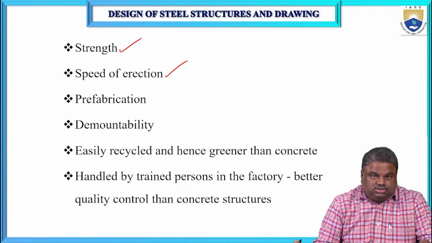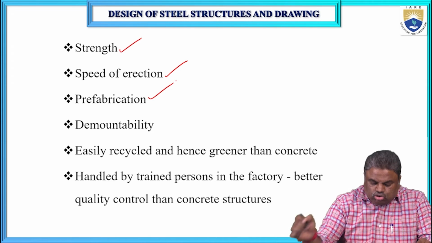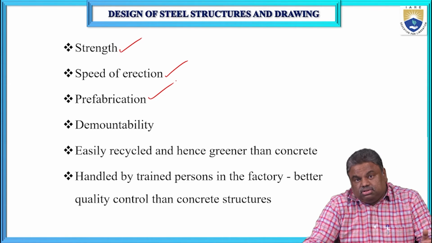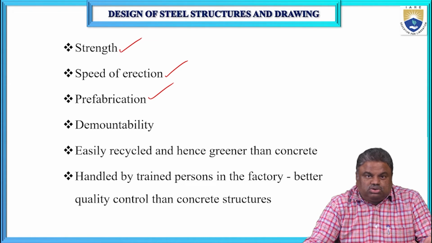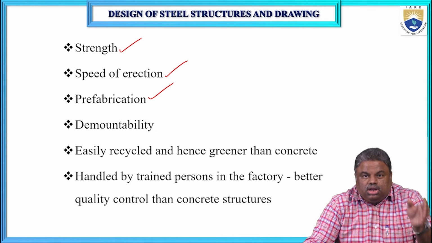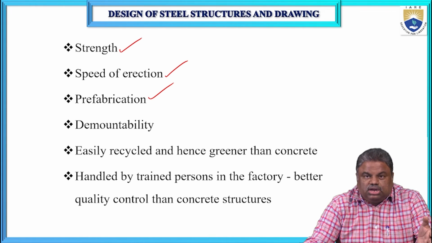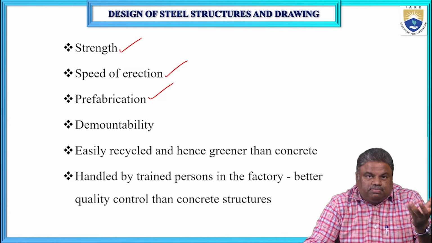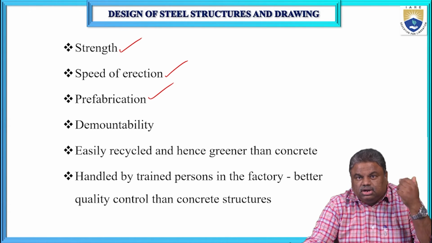So in case of steel structures, we have prefabrication. The fabrication work can be done at the shop and taken to the site, then just assembled, and that is it. So that is the steel structure.